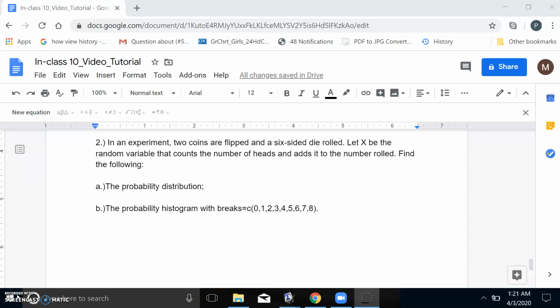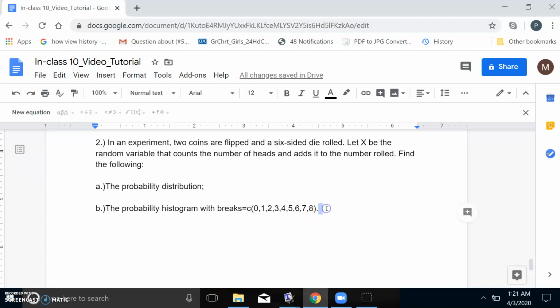Okay, so let's do in class 10, number 2. In an experiment, 2 coins are flipped and a 6-sided die is rolled. Let x be the random variable that counts the number of heads and adds it to the number rolled. Find the following: the probability distribution, and the probability histogram with breaks at 0, 1, 2, 3, 4, 5, 6, 7, 8.